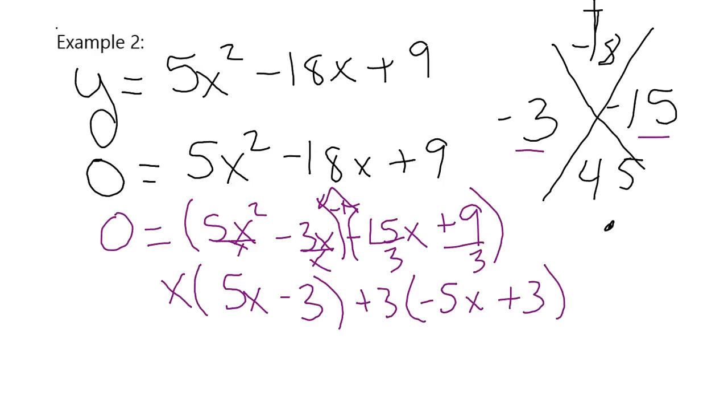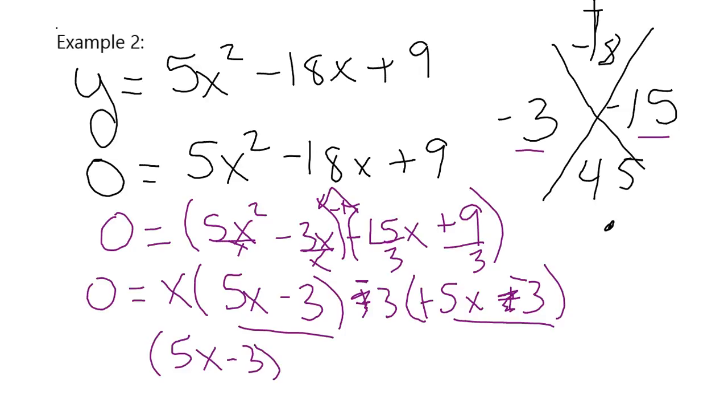Remember that these have to be the same thing. They're not quite the same thing yet. In order to get this to be the same thing, we need to take out a negative. So we should divide it out by a negative 1. So that's now a negative 3 outside. That becomes a positive, and that becomes a negative. So now we have 5x minus 3. So my two factors are 5x minus 3 and x minus 3.